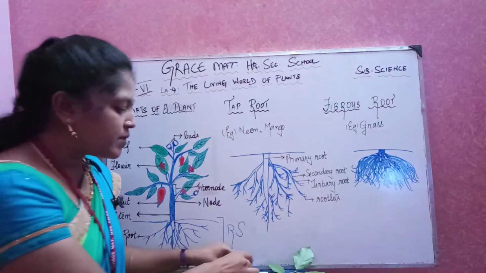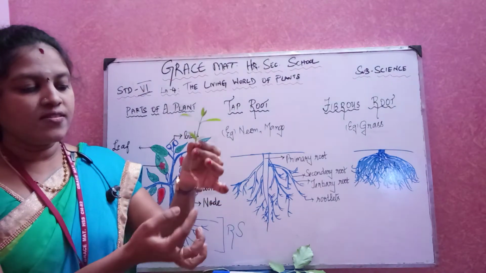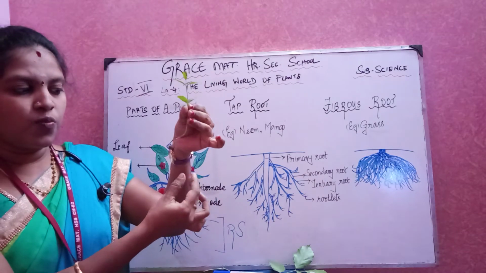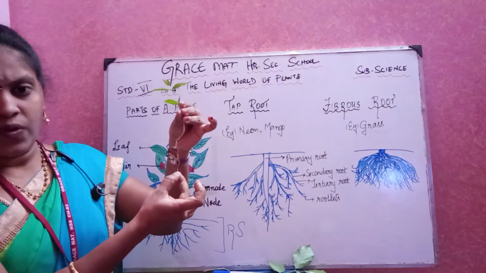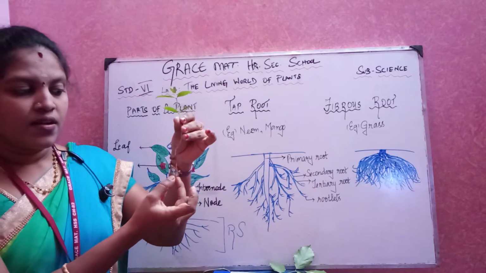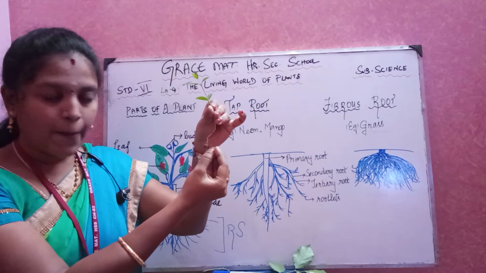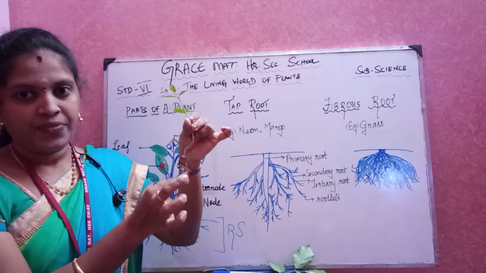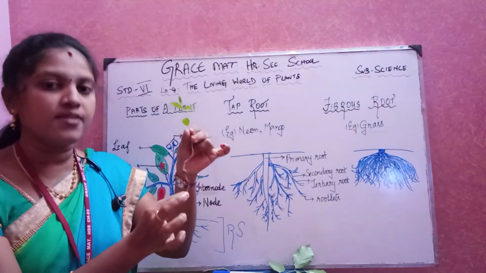Okay. Now let me show you the parts of a plant. First, this is the root part. Can you please tell me what system this is? Either it is taproot or fibrous root. Just tell me, because you can see the root tapering downwards. So this is the taproot system. Are you all clear with this, children? It can be seen only in dicotyledonous plants.